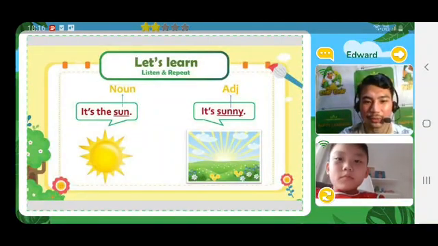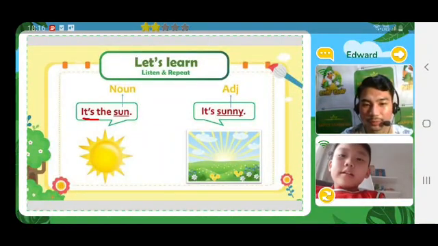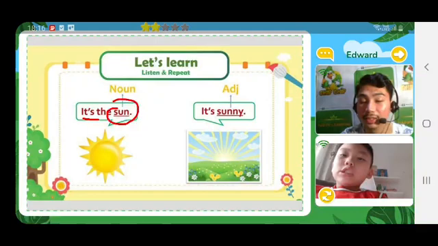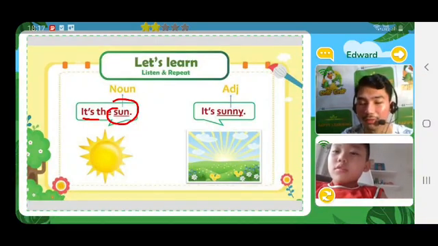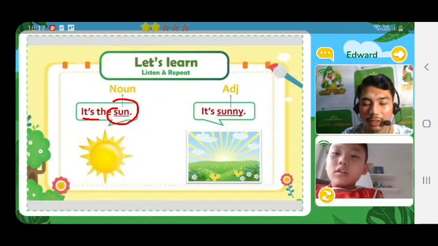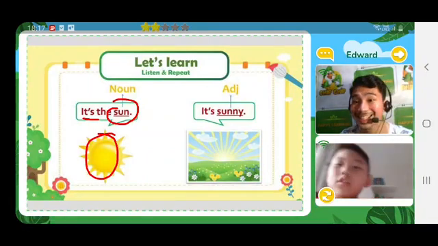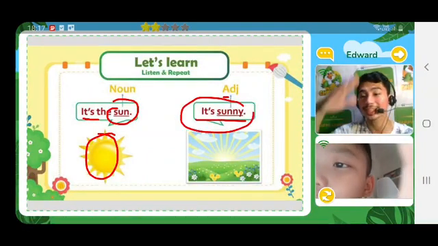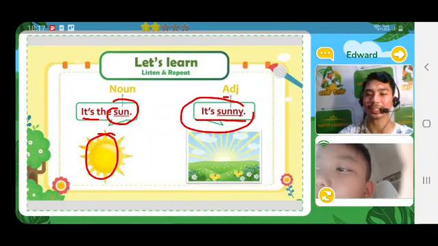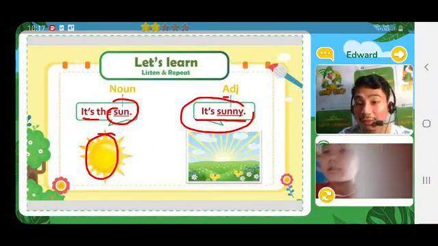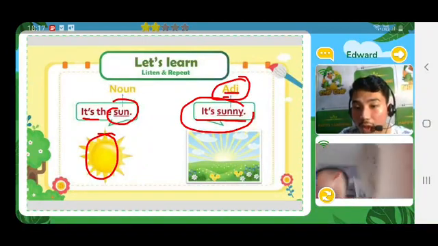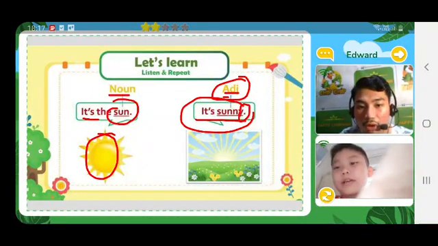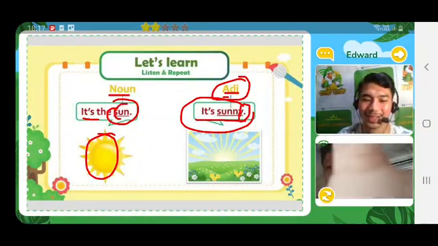Let us read. It is the sun. Very good. Yeah, that is correct. We have here, it's the sun. How about the next one? It is sunny. Yes, we have your adjective. Okay, adjective, sunny. Yes. Noun, sun. Okay, how about the next one?